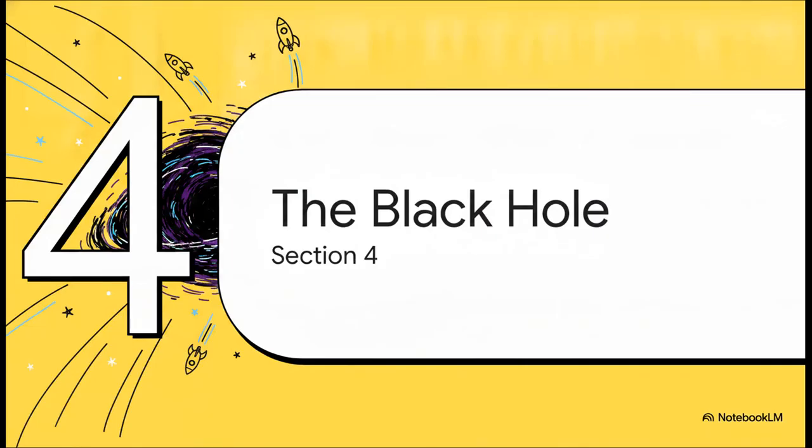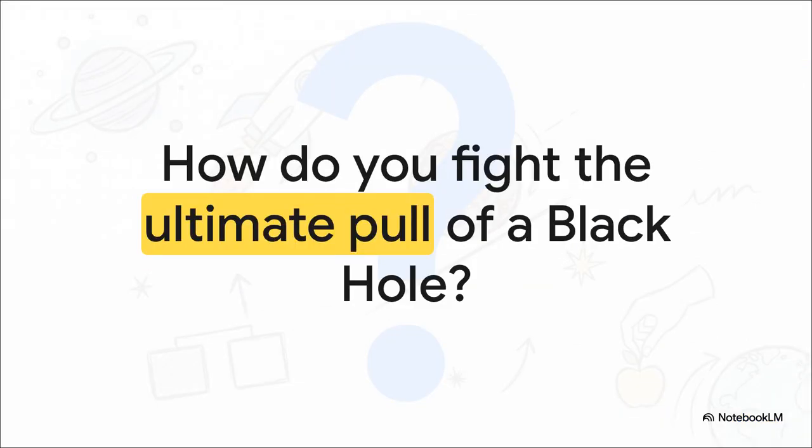Section 4, escaping the black hole. The stickman is floating helplessly, drifting right toward that solid black circle. The event horizon is fast approaching. So, how in the world do you fight the ultimate pull of a black hole? In the real universe, you can't.